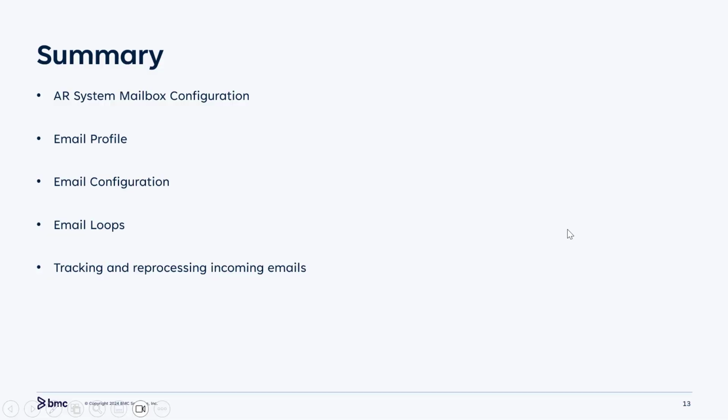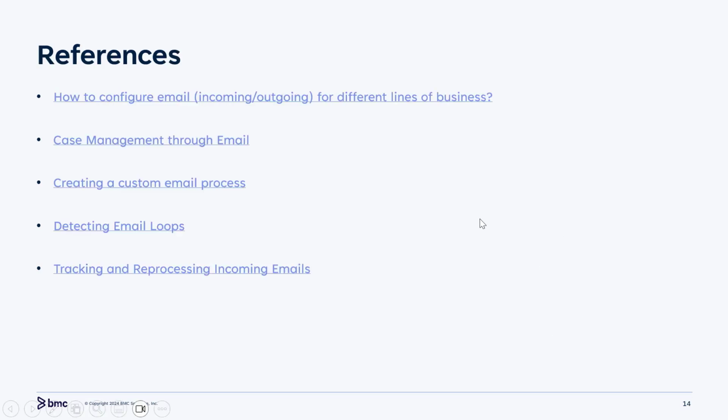Summary. In today's session, we have seen AR System mailbox configuration. Then we saw email profile in Innovation Studio. After that, we saw email configuration in business workflows, email rules, and then tracking and reprocessing incoming emails. I have shared some reference document links here. You can go through them in order to configure the email in business workflow.